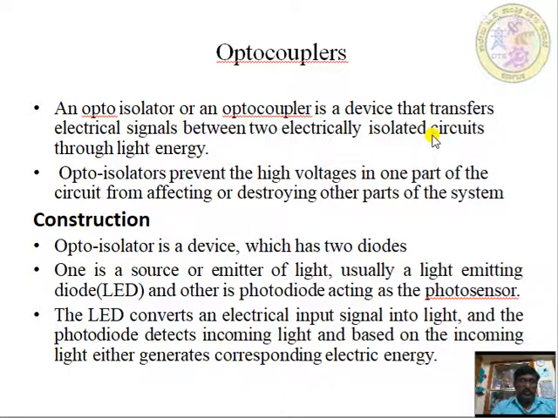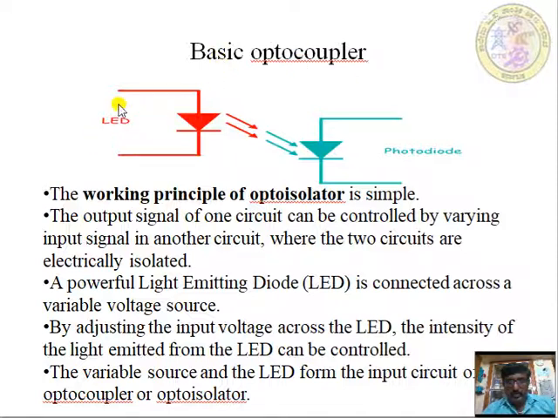So opto means two parts, that is, an LED as well as a photo sensor are being used. So this one is a basic optocoupler. This one is an LED, which generates the light, and this one is a photodiode, which takes it back. The photodiode accepts the light signal whatever it is getting, and converts it.